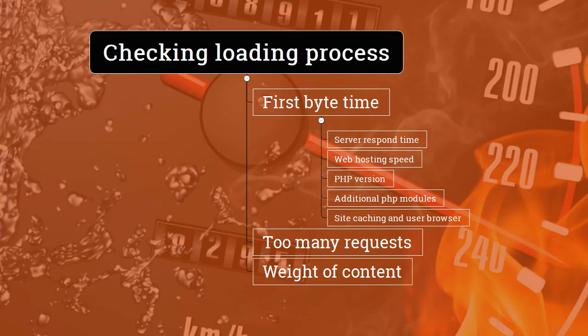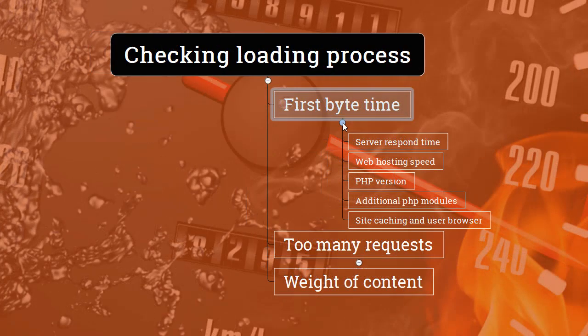The next factor here is your web hosting speed. Better hosting, faster speed. The PHP version of your server also affects the speed of your website. An old version of PHP works slower than the newest. Also, if additional PHP modules are installed on your server, they can also affect first byte time. The last thing here is site caching and the user's browser. About these reasons we will talk in the next videos.